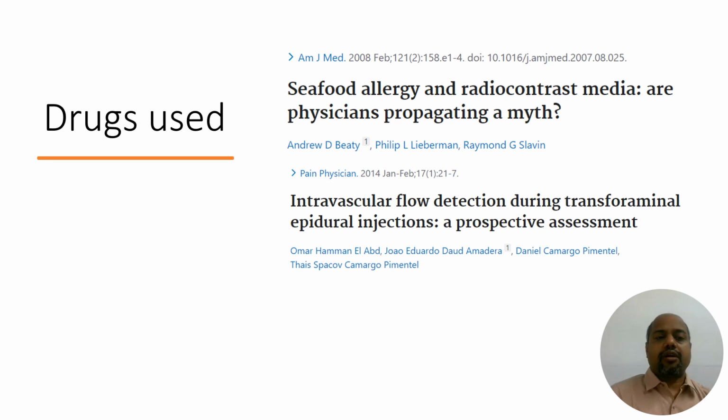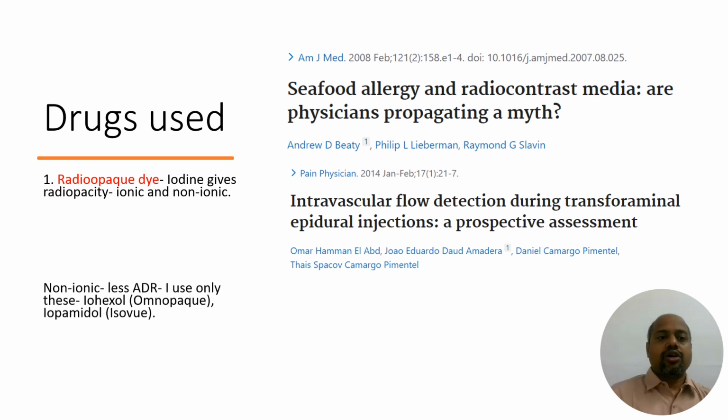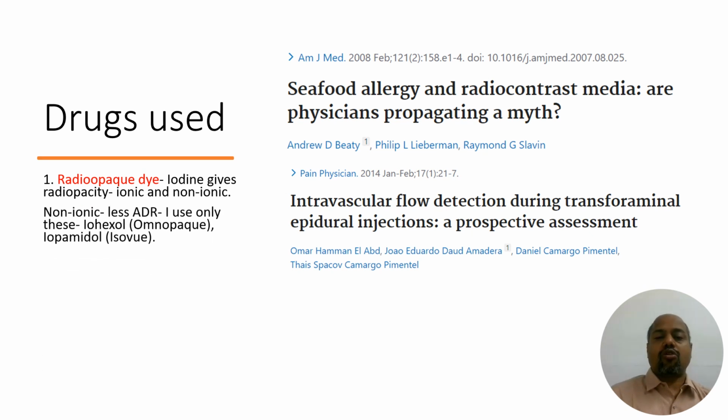Now, in terms of the other drug used, the radio-opaque dye, what we use to delineate the nerves, the iodine gives its radio opacity, and there are two types, ionic and non-ionic. Generally, we try to use the non-ionic ones, which have fewer adverse drug reactions. Okay, and the brand names are iohexol and iopamidol.